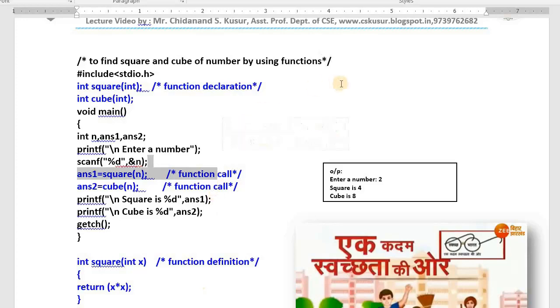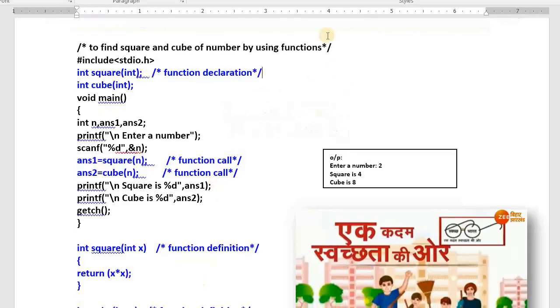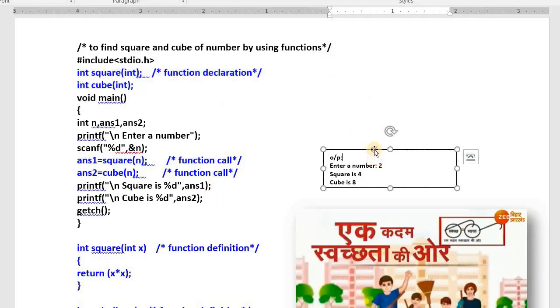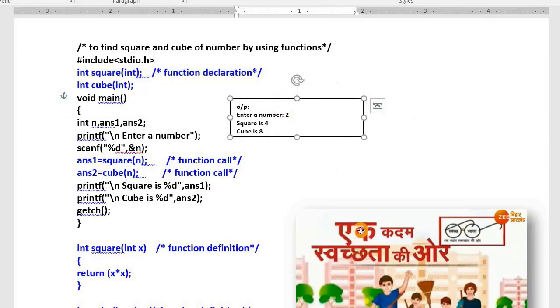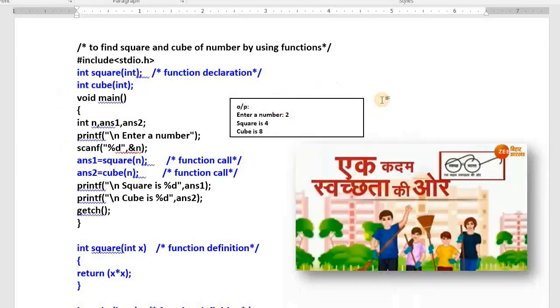In today's class, I will explain only examples on functions. The first example is a very simple one. In the examination, you may get a question like this: write a user defined function to find the square and cube of a number. Means to find the square as well as the cube, you have to write your own function. Very easy question. Usually you won't get such questions, but you can use this program as an example while explaining functions in the examination.